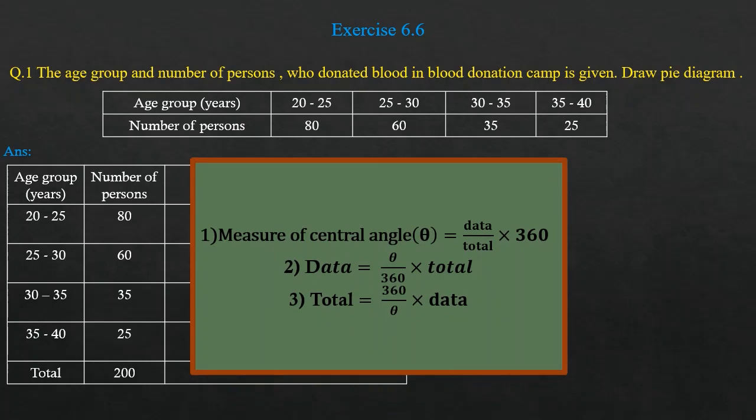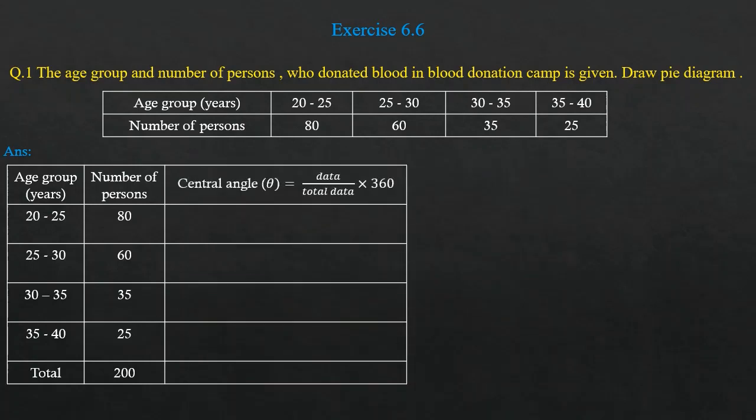At the starting we discussed three ratios. Using those three ratios, we can derive these three formulas. First is the measure of central angle, which is data upon total into 360. Second is for data and third is for total. But currently we require the central angle. So we use the first formula, which is central angle is equal to data upon total data multiplied by 360.